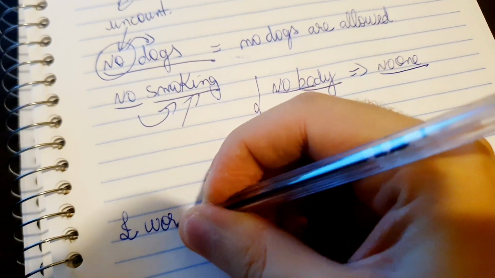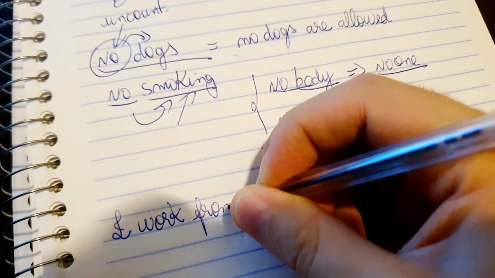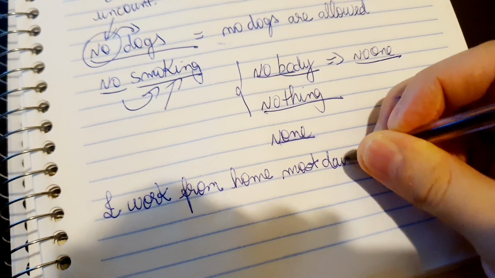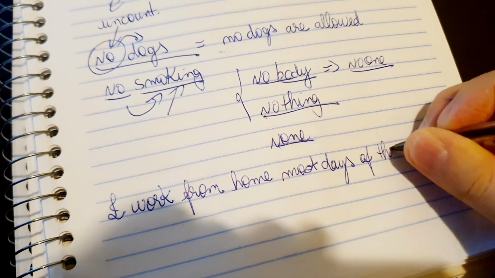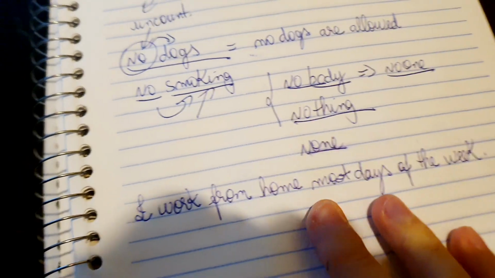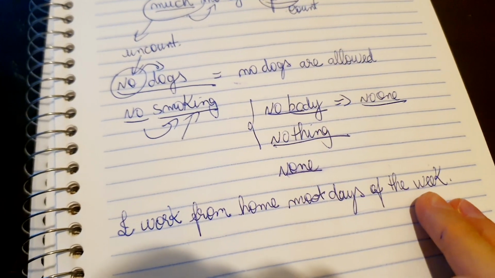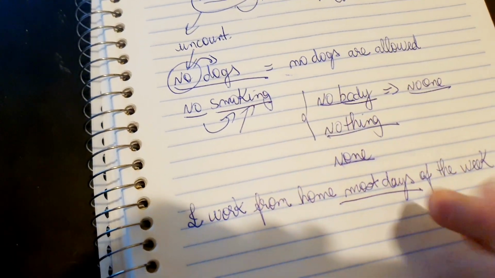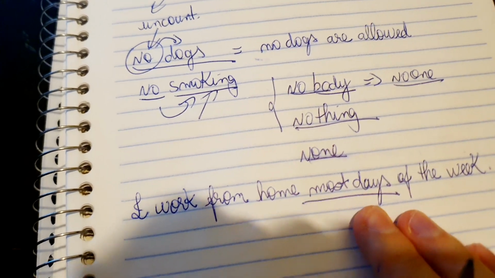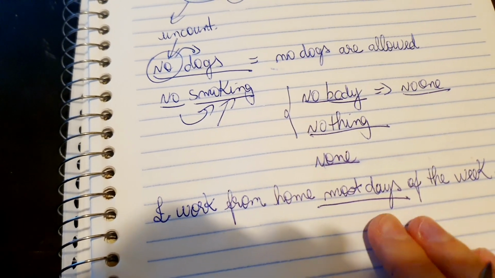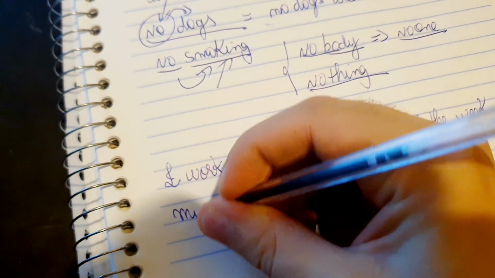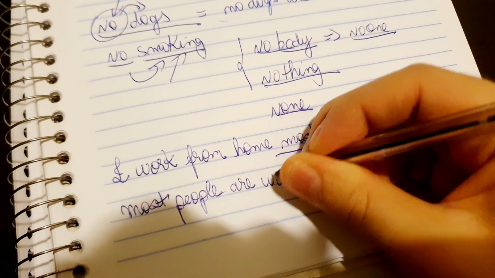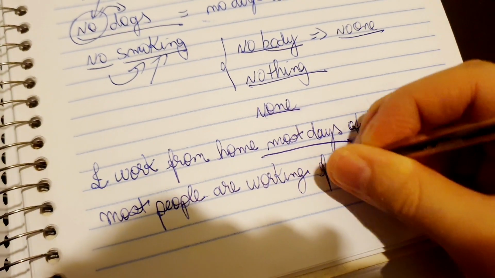I work from home most days of the week. It means that if the week has 5 days, at least 4 of them I work from home. Right now, where we are facing a pandemic, right? Most people are working from home.